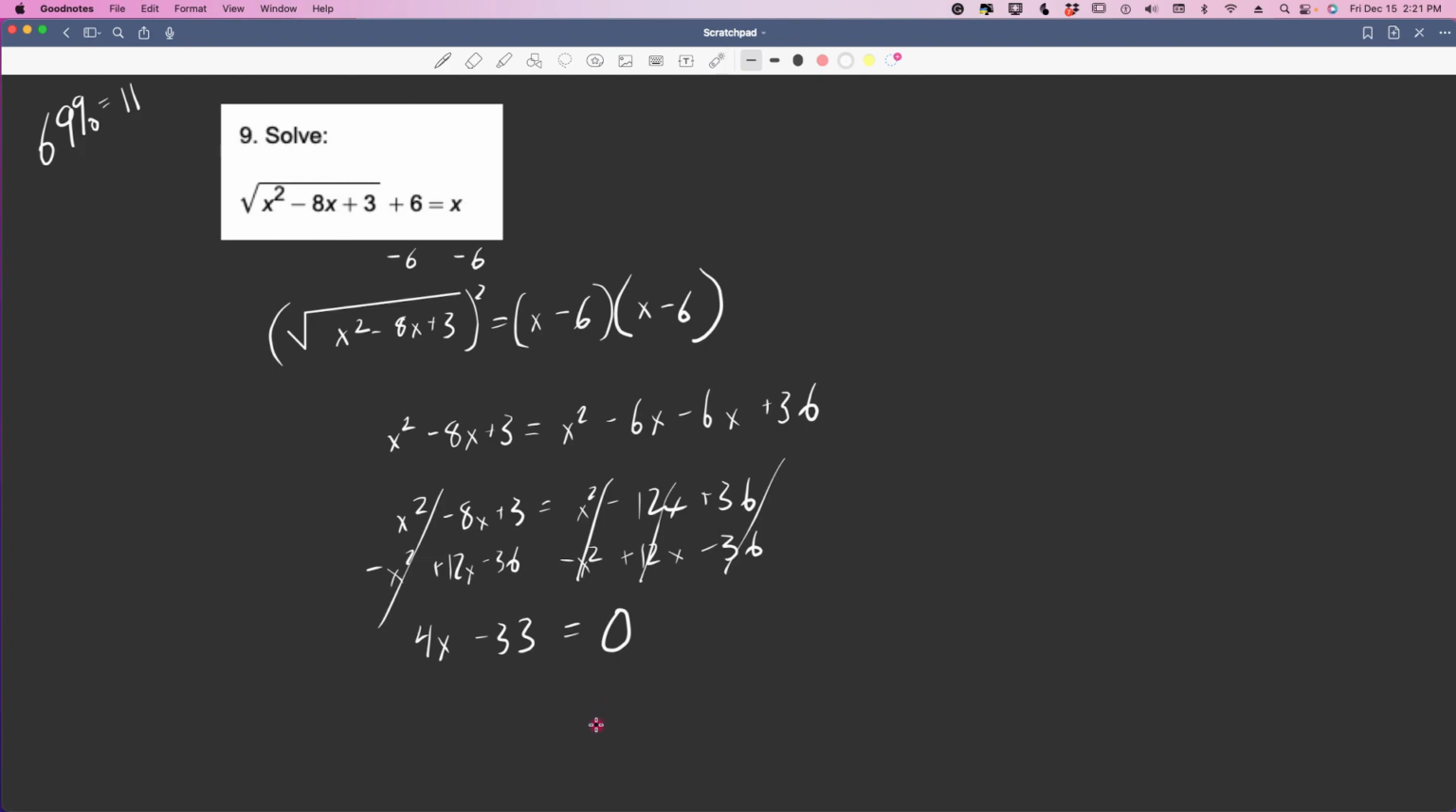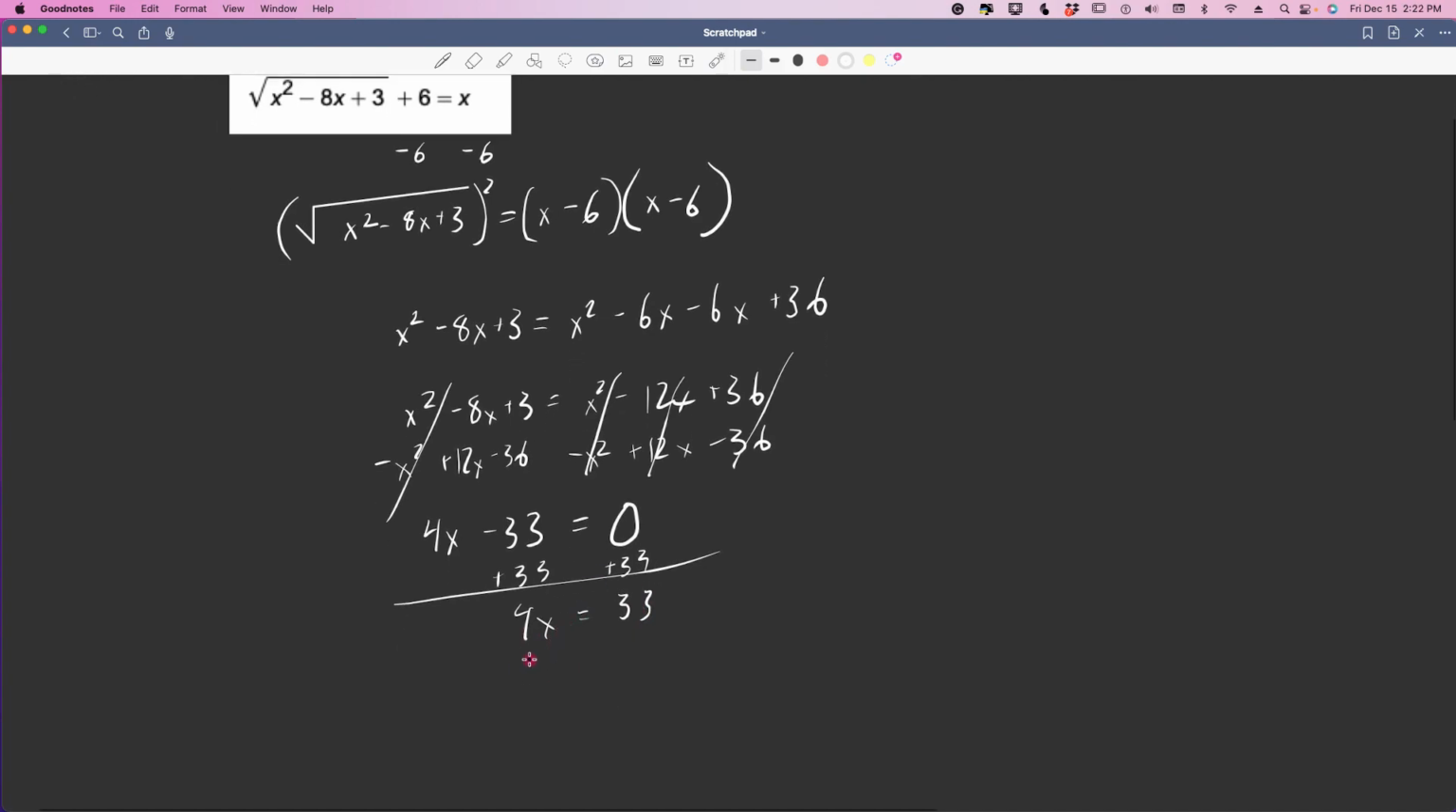All right, so now our next step is to solve for x. So we're going to take this 33 and add it back to both sides. So plus 33 gives us 4x is equal to 33. So then we can, let me scroll this up a little bit, divide both sides by 4. x is equal to 33 over 4. That's our answer. Now we're going to check that answer and see if it works.